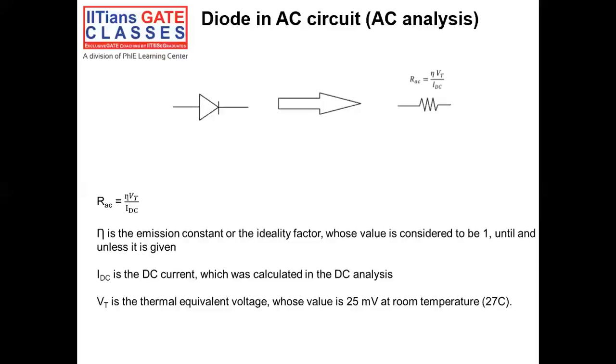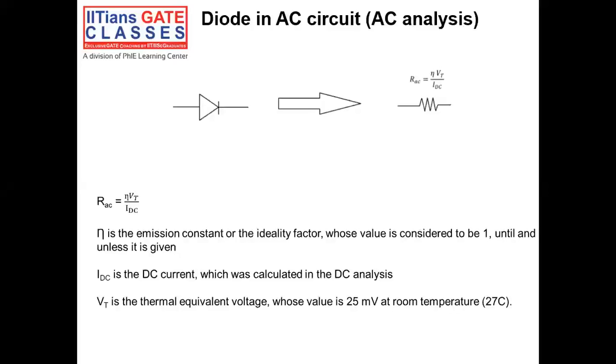IDC is the DC current which we have already calculated in the DC analysis. In the diode DC question, we have calculated the current, right? This is the same IDC here. So if we have a diode in an AC circuit, first we have to do the DC analysis of the diode so that we can calculate the diode current, because that diode DC current will be used in the AC analysis.